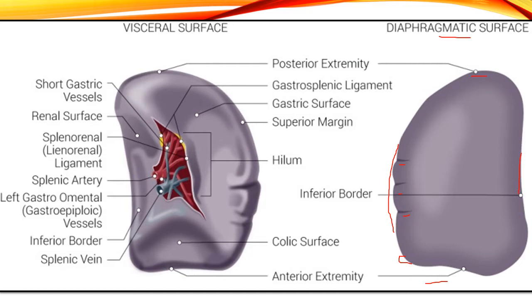In this diagram, you can see the visceral surface. You can see that between the intermediate and the superior borders, we will have the gastric surface. Between the inferior and the intermediate borders, we are going to have the renal surface, and over here near the anterior end, we are going to have the colic surface. And then you also have the hilum, which is transmitting all these vessels and other structures.